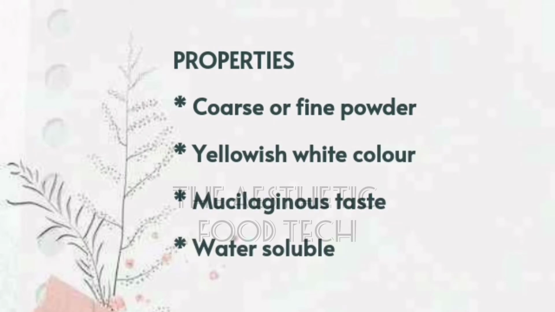Properties of pectin. Pectin appears as a coarse or fine powder with a yellowish white color. It is odorless and has a mucilaginous taste. Also, pectin is water soluble.